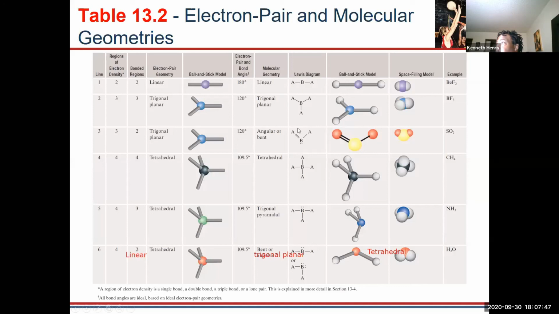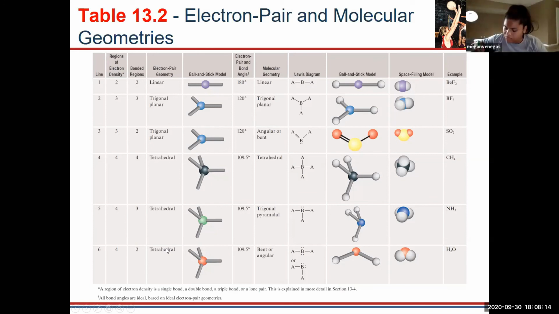And then my last example. Again, you have 4 attachments, including all the electron pairs. Here we have 2 electron pairs. So again, this is going to be bent. It's going to be pushing those other 2 atoms down in terms of the molecular geometry. But the electron pair geometry is tetrahedral.